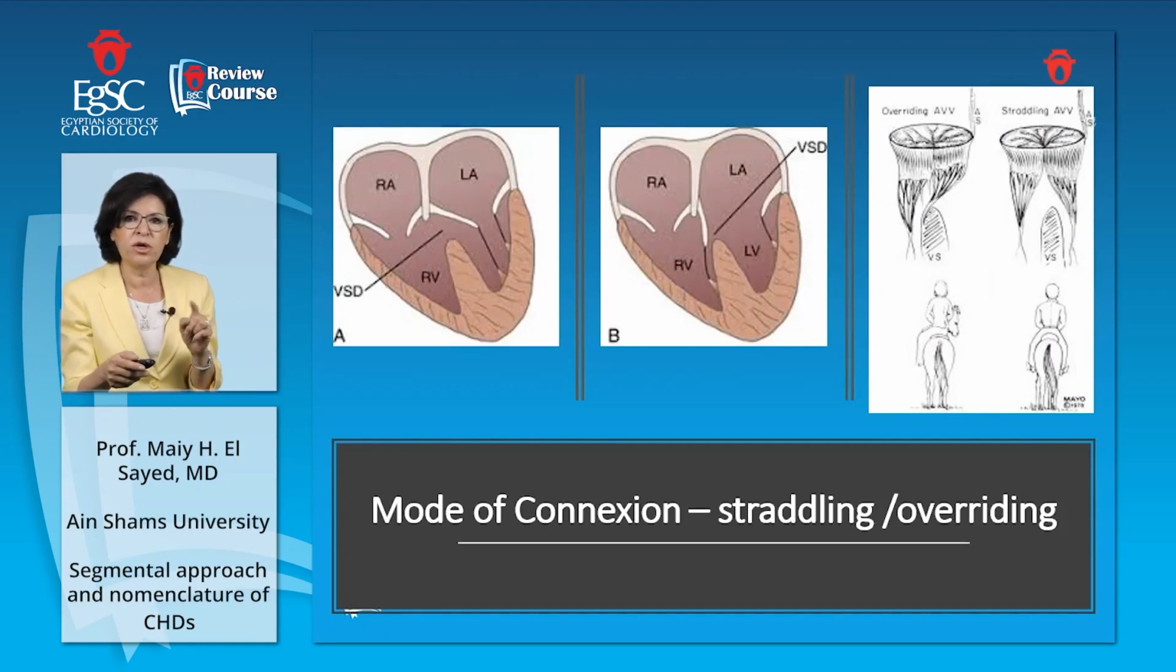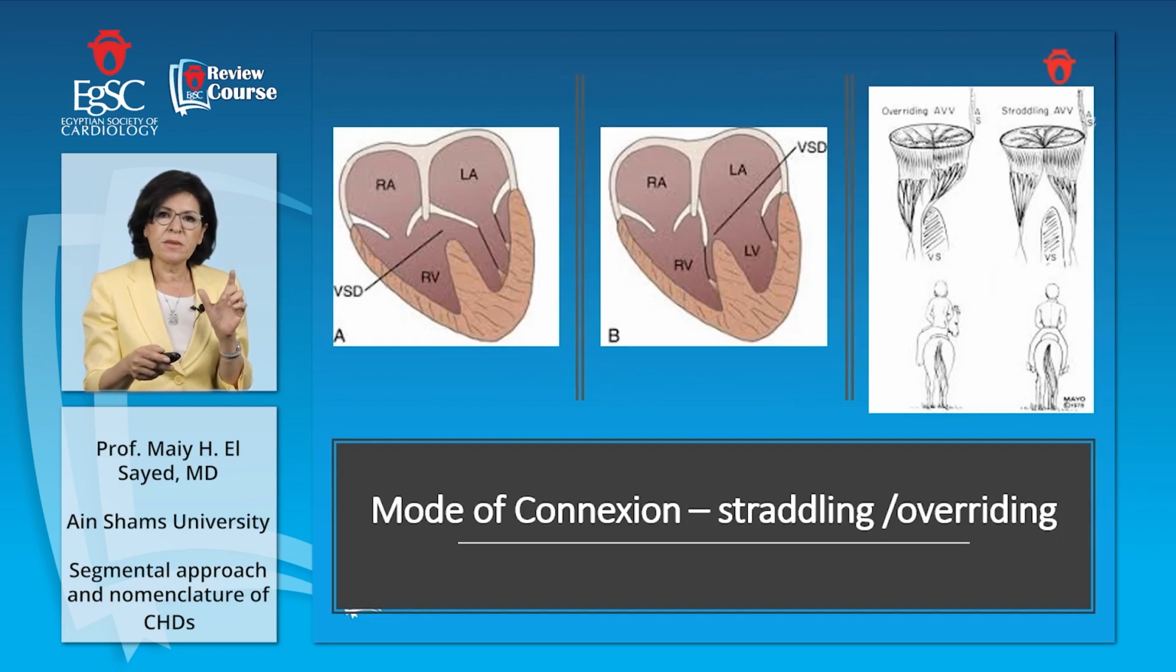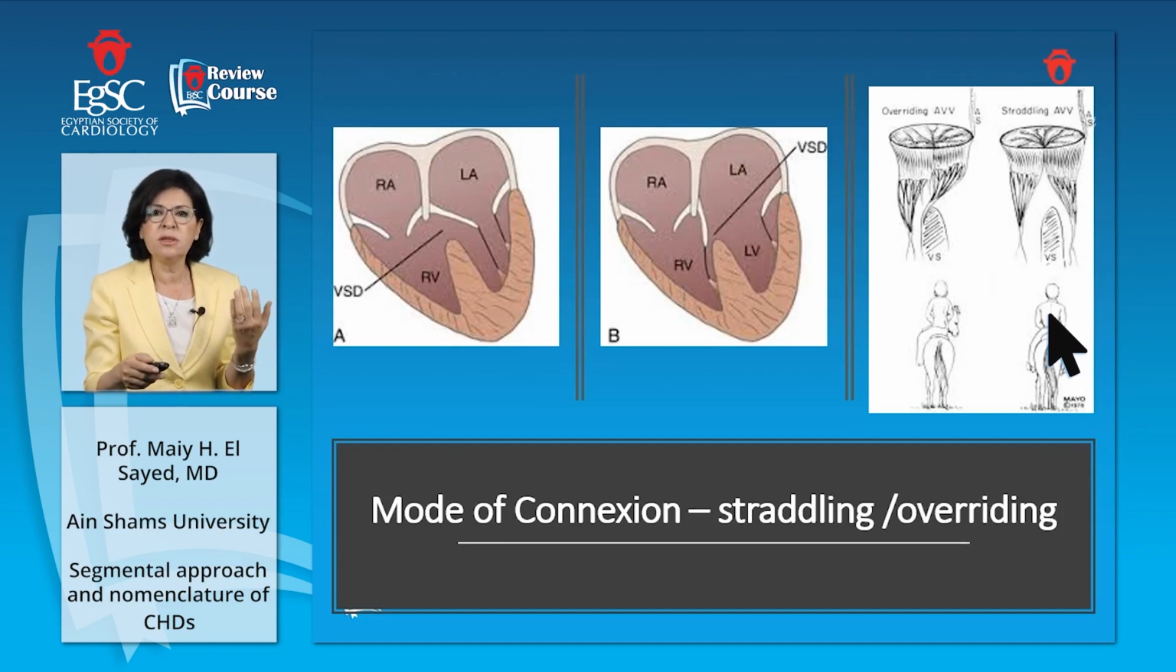So what is straddling and overriding? Straddling and overriding is a function of both the annulus of the valve and the chordae of the valve. So think of it like this: if you're riding a horse with both legs on both sides, you'll be straddling the horse. And then if you're using the old saddle for the ladies that they used to use in the old Western films, then you'll be putting your legs on one side and still overriding the horse.